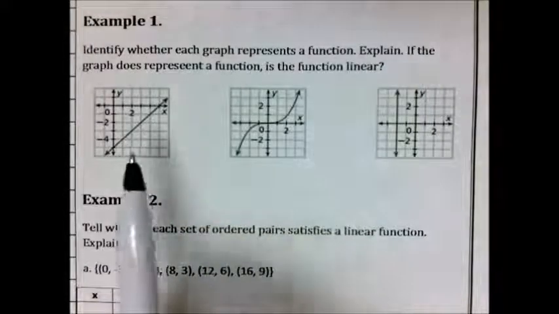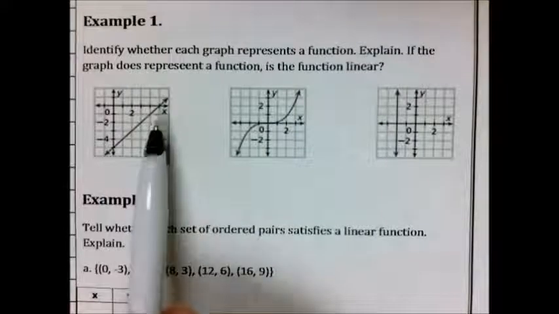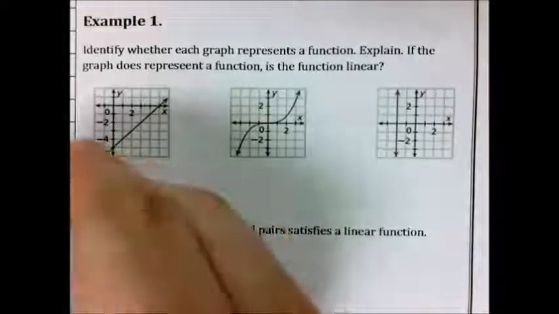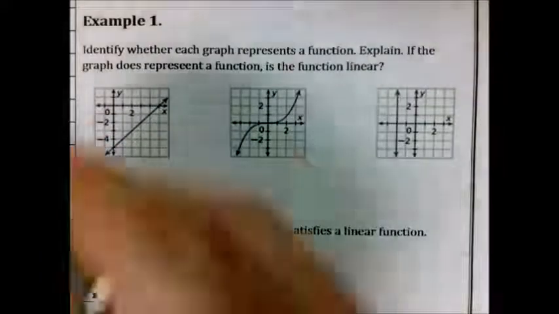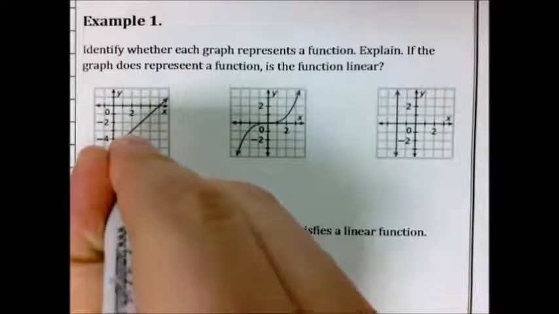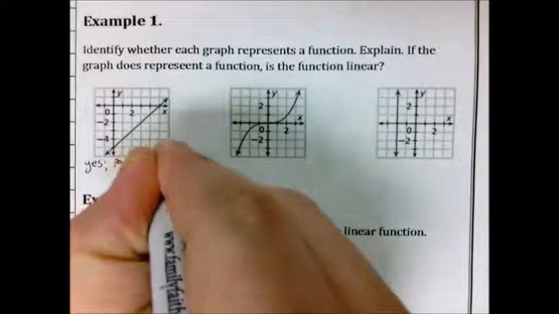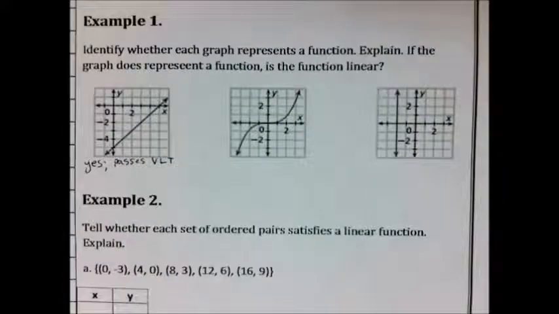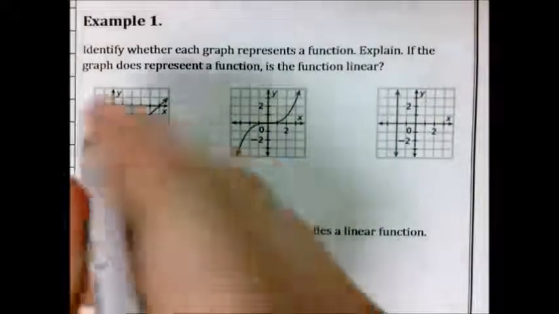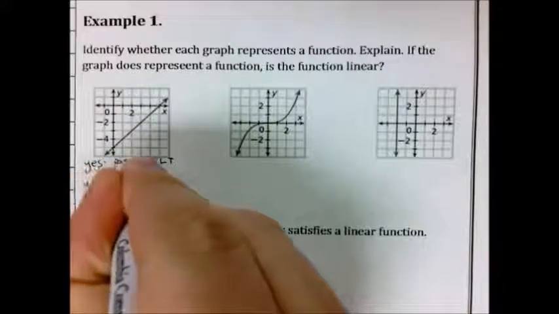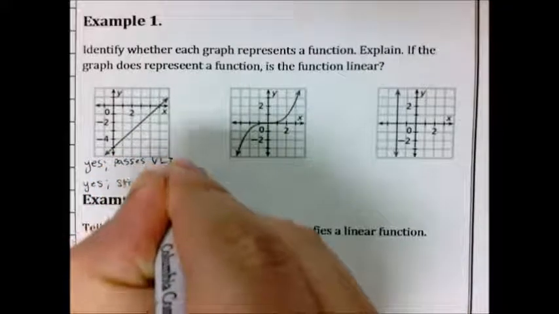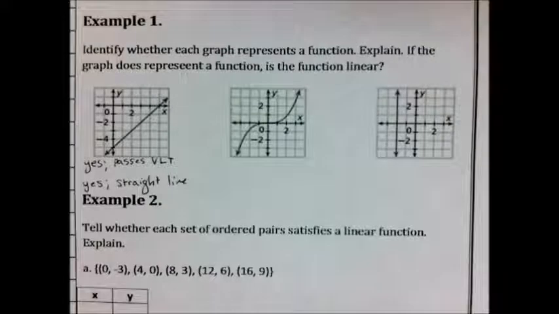This first one, we can see that the graph passes the vertical line test. So to answer that first question, yes, this is a function because it passes the vertical line test. I'm going to put VLT for vertical line test. Okay, and then is it linear? Well, we can just tell by this graph here, it's a straight line, so therefore it is also linear. A straight line means that it goes up by the same amount for every x and every y.